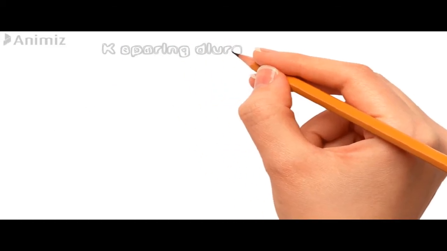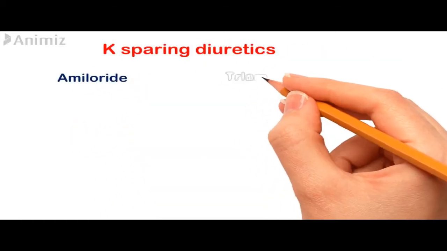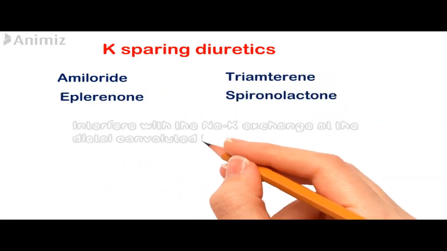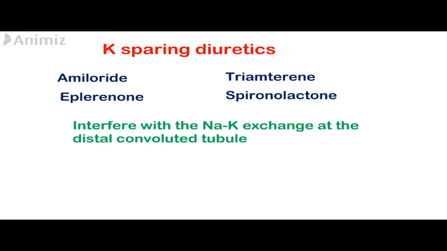The third group are the potassium-sparing diuretics. This group are amiloride, spironolactone, eplerenone, and triamterene. These drugs interfere with the sodium-potassium exchange at the distal convoluted tubule of the kidney, and they are useful to avoid excessive potassium depletion.